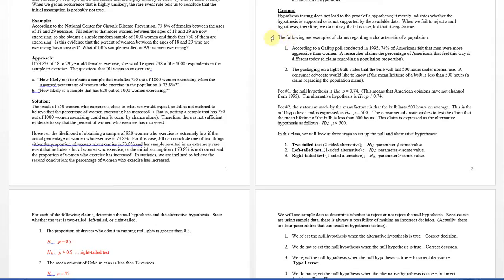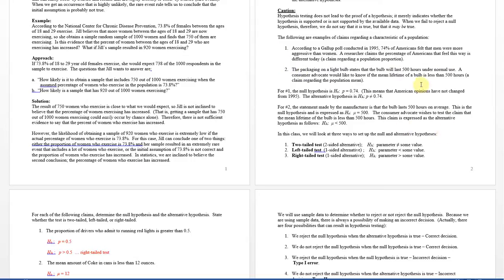So here are some claims regarding characteristics of populations that we can look at. According to a Gallup poll released in 1995, 74% of Americans felt men were more aggressive than women. Researchers claim that the percentage of Americans that feel this way is different today. A claim regarding the population. So they think it's different now. So that's something you could test.